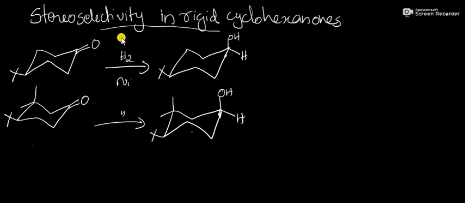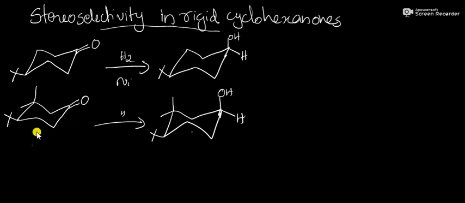Then what is the stereoselectivity in rigid cyclohexanones? This is an example of a rigid cyclohexanone. In the presence of nickel, hydrogen will add to this carbonyl compound and we get an alcohol, where the OH group will be in the axial position. That is, hydrogen will add to the sterically free side. That is, the catalyst approaches from the less hindered side to avoid 1,3 diaxial interaction.